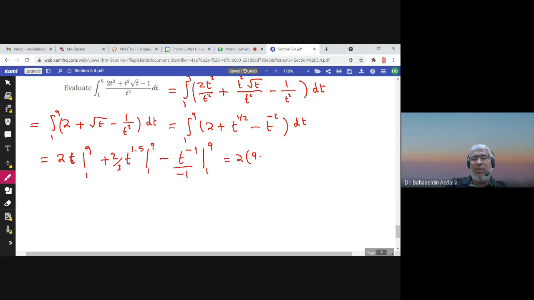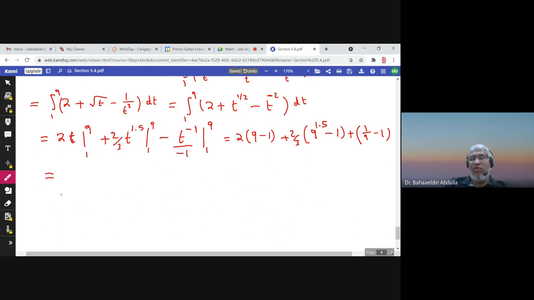2 times, plus 2 over 3 times, replace t by 9, minus replace t by 1. 1 to the power 1.5 is just 1. Notice this minus, you can multiply by this minus, and it would be plus. Then you have 9 to the power negative 1, which is 1 over 9, minus 1 to the power negative 1, which is 1. And you can use the calculator to help you evaluate this.